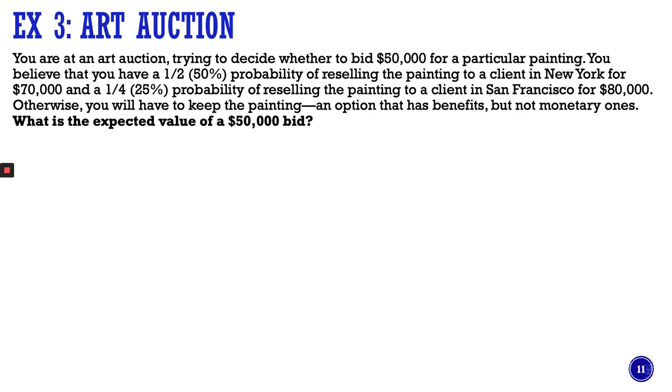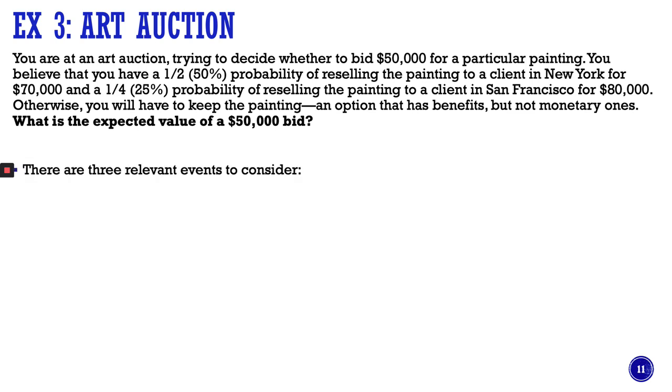Example 3, the art auction. You are at an art auction trying to decide whether to bid $50,000 for a particular painting. You believe that you have a 50% chance, or 1 out of 2 probability, of reselling the painting to a client in New York for $70,000 and a 1 in 4 chance, or probability, of reselling the painting to a client in San Francisco for $80,000. Otherwise, you will have to keep the painting, an option that has benefits, but not monetary ones. You get to keep a beautiful painting. What is the expected value of a $50,000 bid?